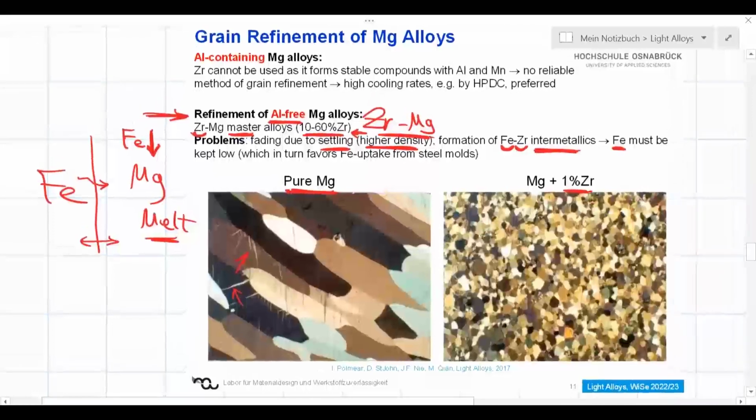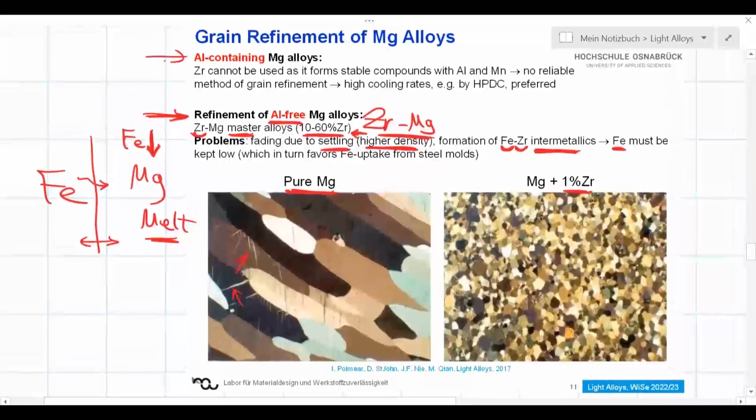alloys quite difficult. If you're dealing with aluminum-containing magnesium alloys, zirconium cannot be used because zirconium has a high affinity with aluminum, and also a high affinity with manganese, right? So if these elements are included, then there is practically no reliable method for grain refinement.